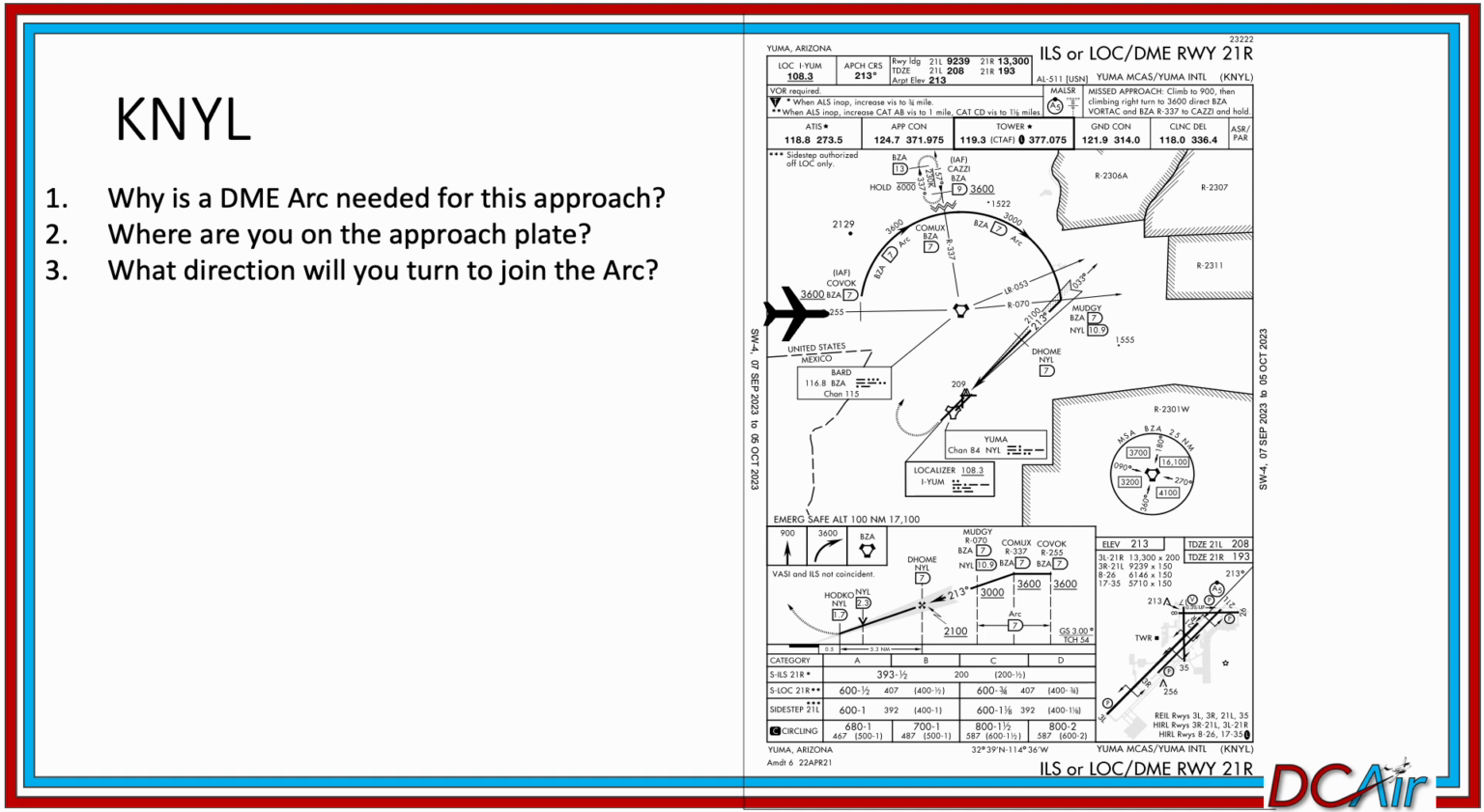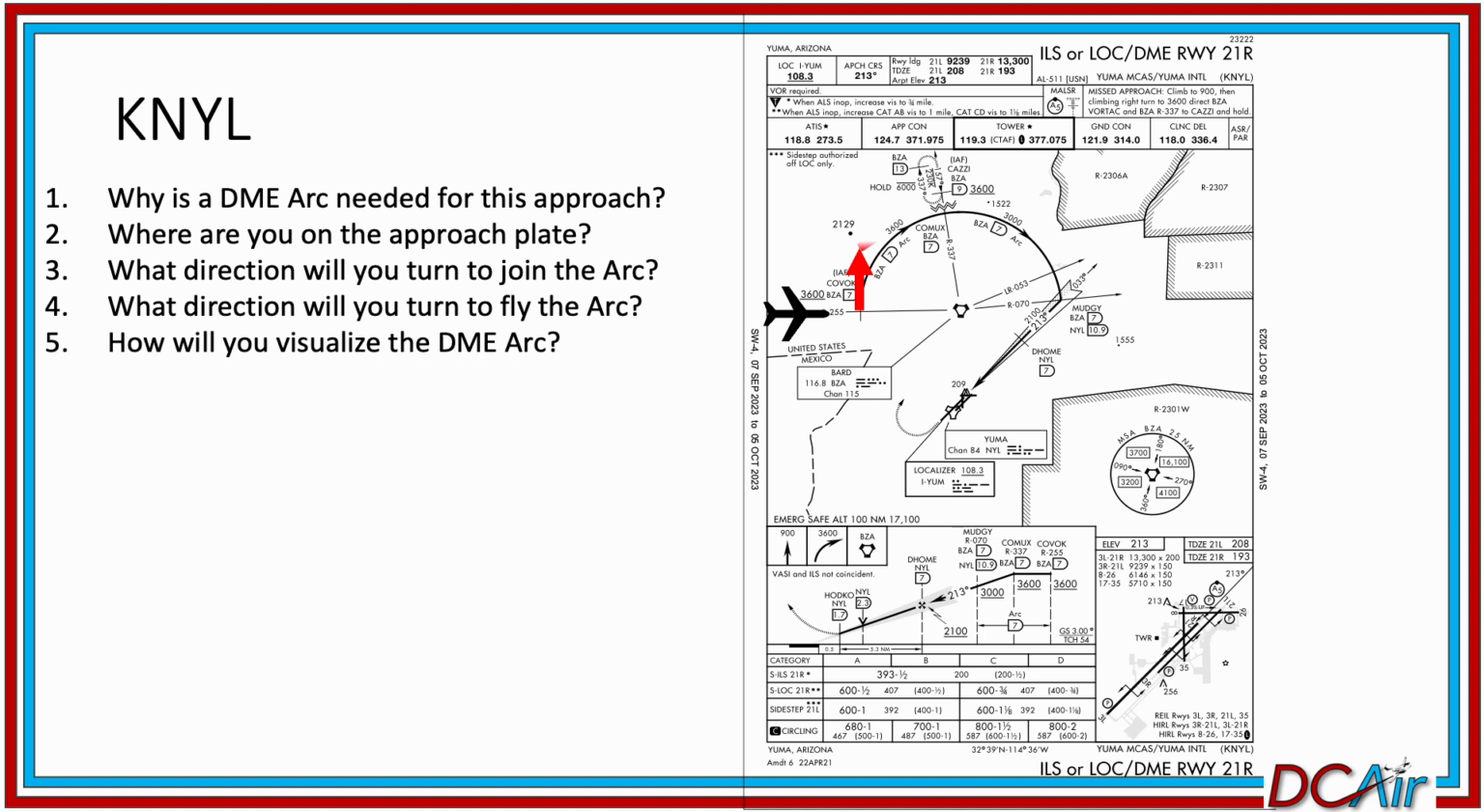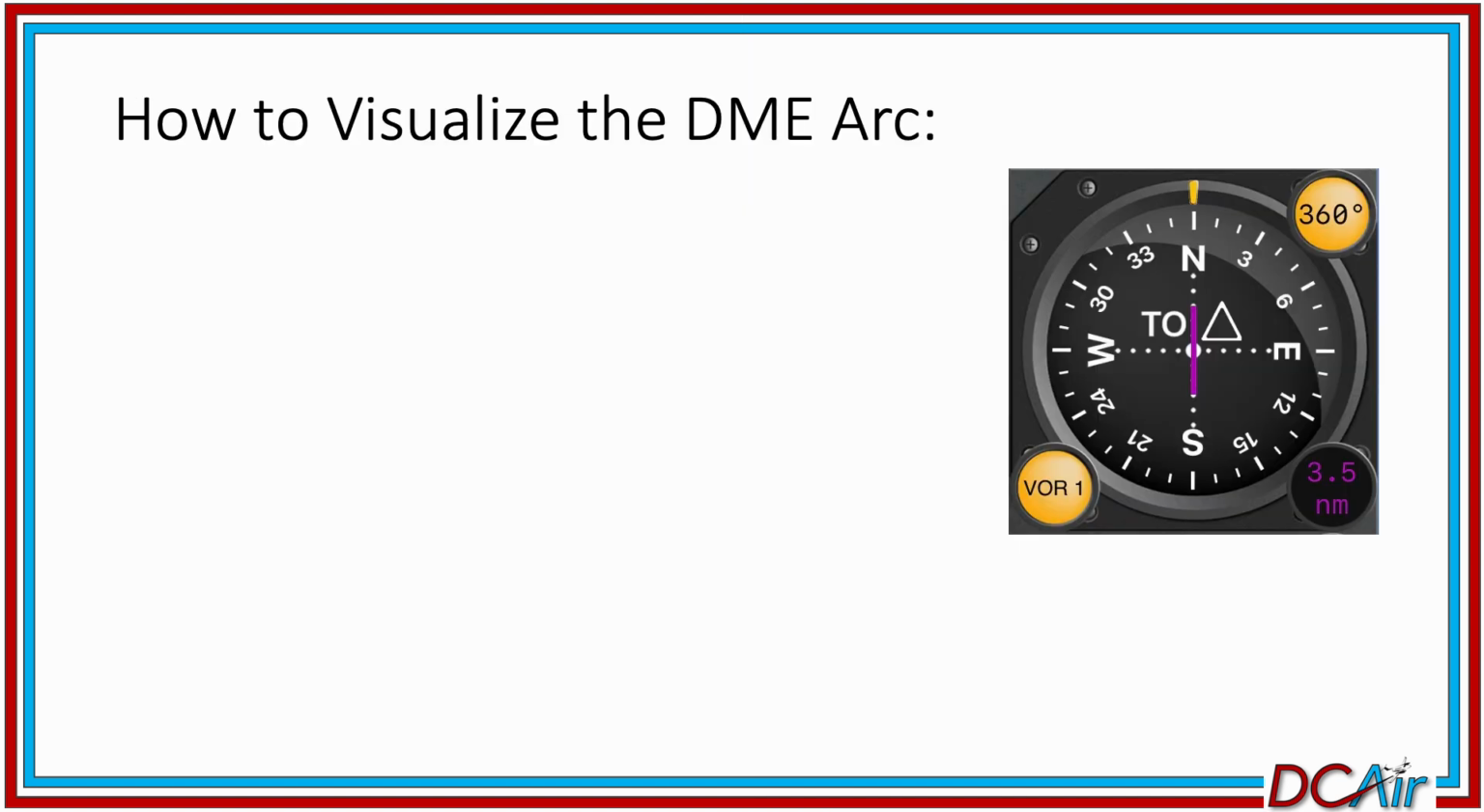What direction will we turn to join the arc? Our initial turn is a left turn. What direction will we be turning to fly the arc? We will be making right turns around the arc. How will we visualize the DME arc? For that, let's look at our OBS.